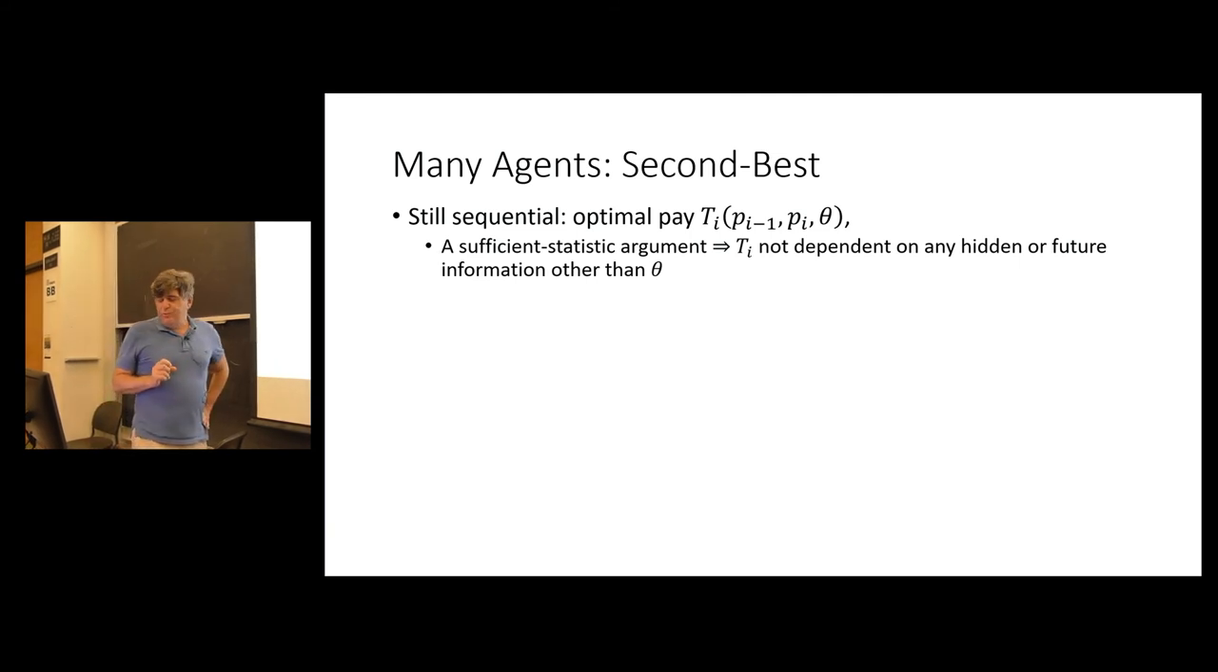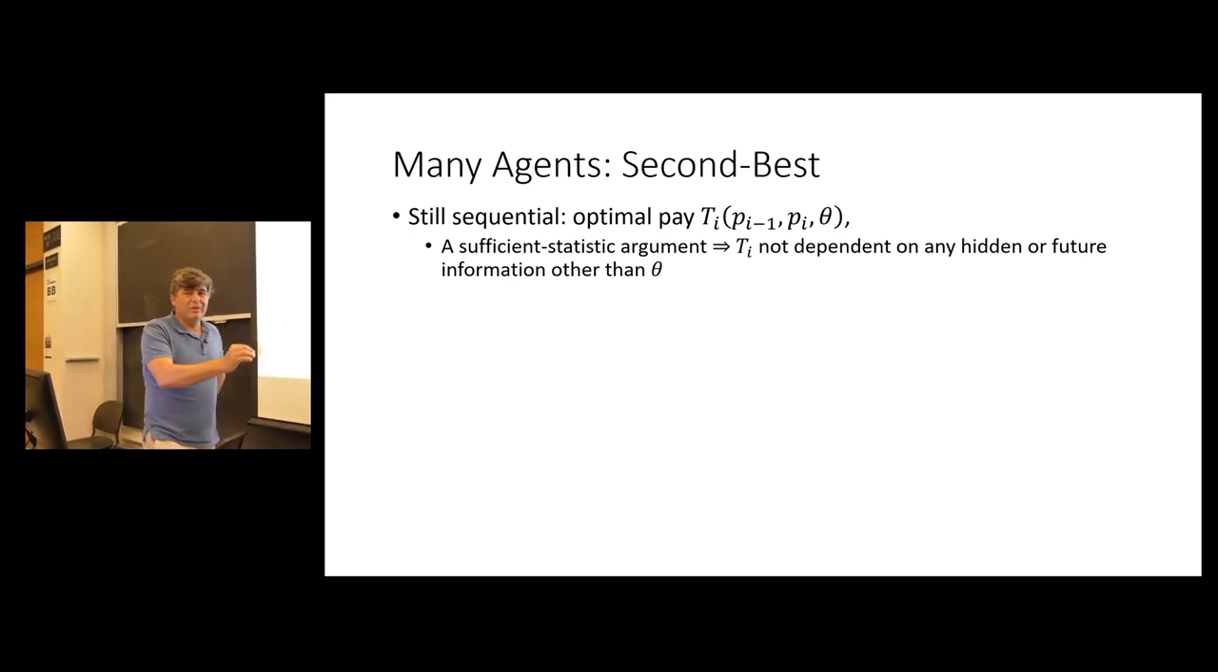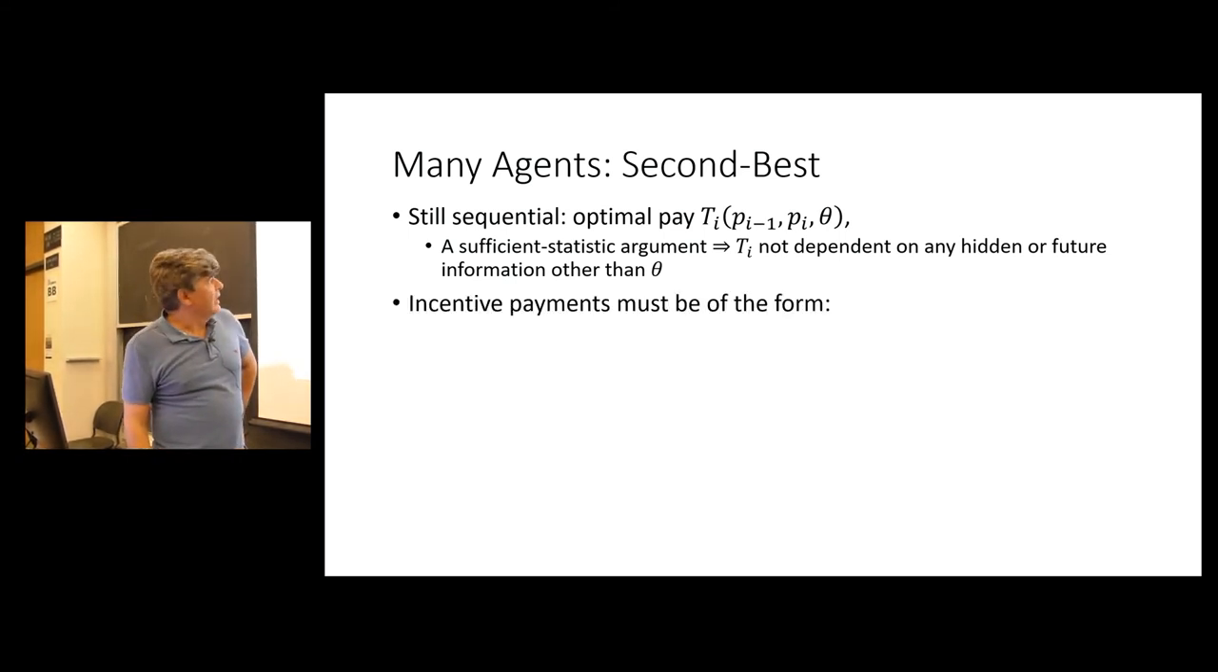So first, what do you pay them? So you can show that it's still sequential. You still hire them sequentially. And you pay each agent a function of his report, the previous report, and the state of the world. Okay, and now you see that looks like a market scoring rule.